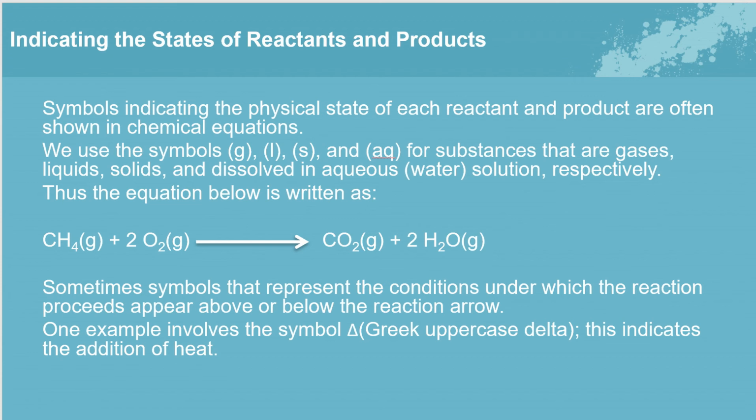All right, so another important thing that we need to remember when writing our equations is that we must indicate the states of our reactants and products. By this we mean if we have a gas, we need to write a G in brackets. If we have a liquid, we need to write an L in brackets. If we have a solid, we write an S in brackets. And if we have an aqueous solution, we need to have AQ in brackets.